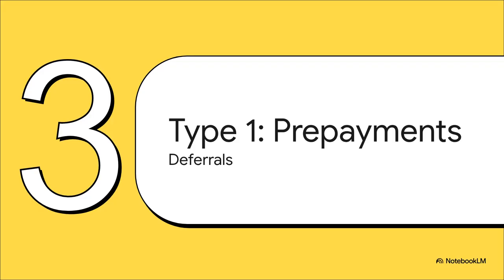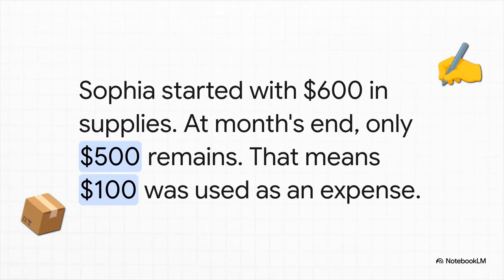All right, let's dive into that first category, deferrals. This is all about accounting for things that were paid for ahead of time but get used up as the days go by. Our first example is a classic, office supplies. So Sophia started the month with $600 worth of supplies sitting on her shelf. In her books, that's an asset. But by the end of the month, she does a quick count and finds there's only $500 worth left. That means $100 of those supplies got used up. They've literally transformed from an asset into an expense.